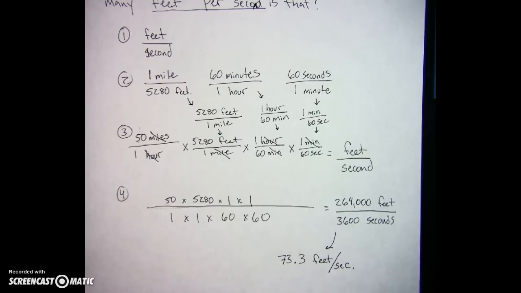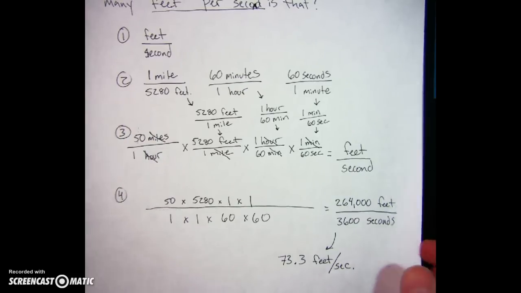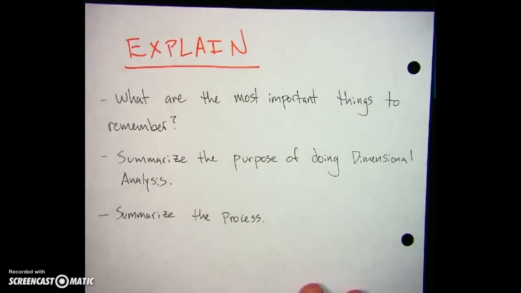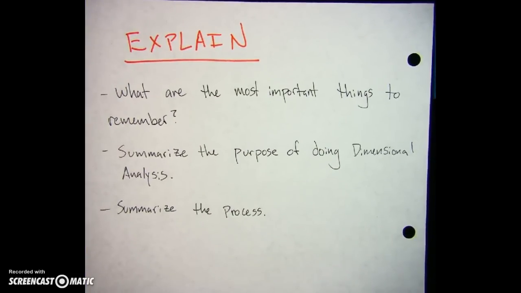Now that you have seen 2 practice examples, your job is to move on to the explain category on your week handout. And for the explain category, you get the right paper here. I recommend that you pause the video and answer these questions. The first one is, what are the most important things to remember after watching this video? Number 2 is, summarize the purpose for doing this, like in your own words. And then the next one is summarize the process. Like if you were going to go home and explain how dimensional analysis works in order to go from one unit to another, how would you describe that to somebody without being able to write anything?